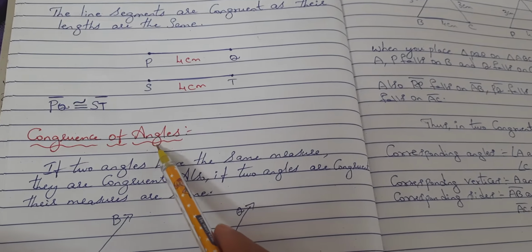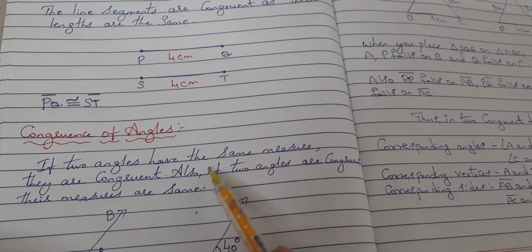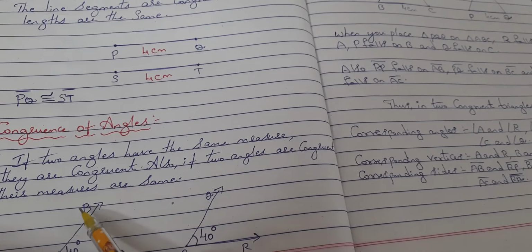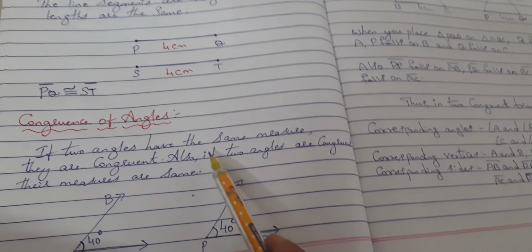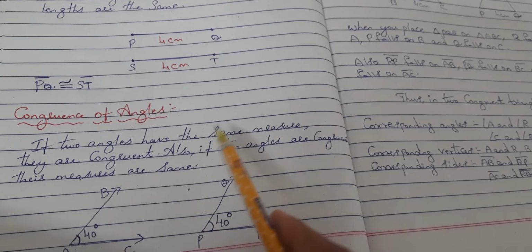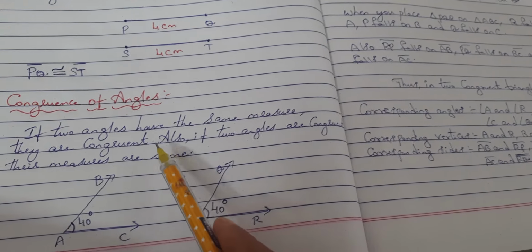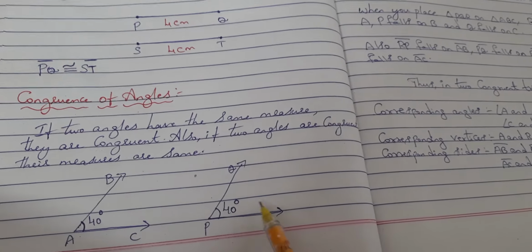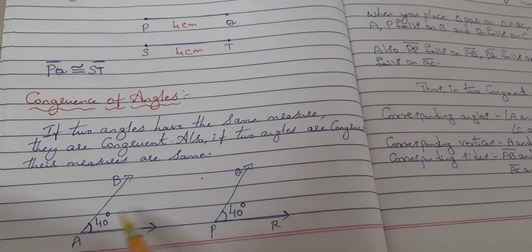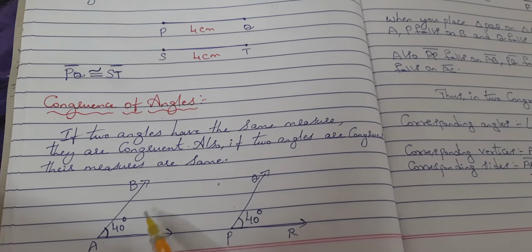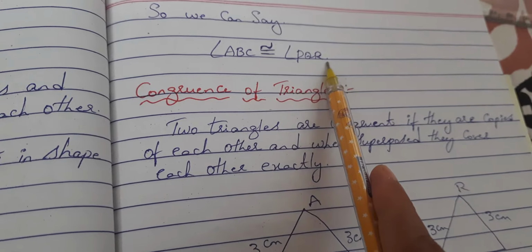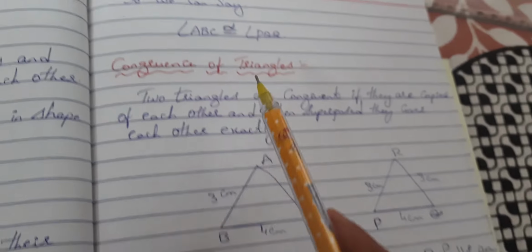In congruence of angles, what they say is, if two angles have the same measure, they are congruent. Also, if two angles are congruent, their measures are the same. When we take two angles and they have the same measurement, it is congruent. Now I have taken here angle ABC and angle PQR. You see, here it is 40 degrees, here also it is 40 degrees. So ultimately we can say angle ABC is congruent to angle PQR. So this is congruency of angles.